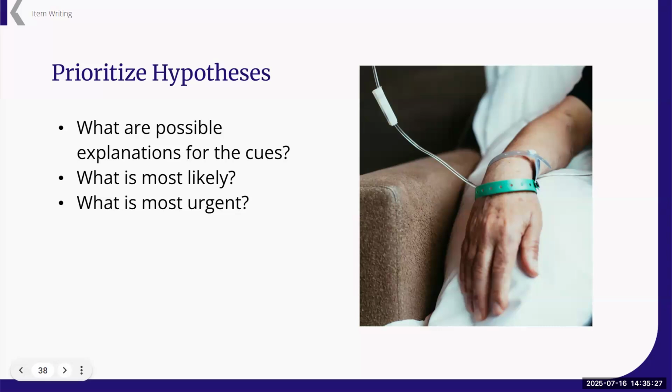What is most likely? This is where probability comes in. Of all the possibilities, which condition or complication is most consistent with the cues? This helps the nurse focus and avoid chasing low probability scenarios that don't match the picture. What is most urgent? This is often the most critical decision. Even if something is less likely, if it's life-threatening, it may need to be addressed first.